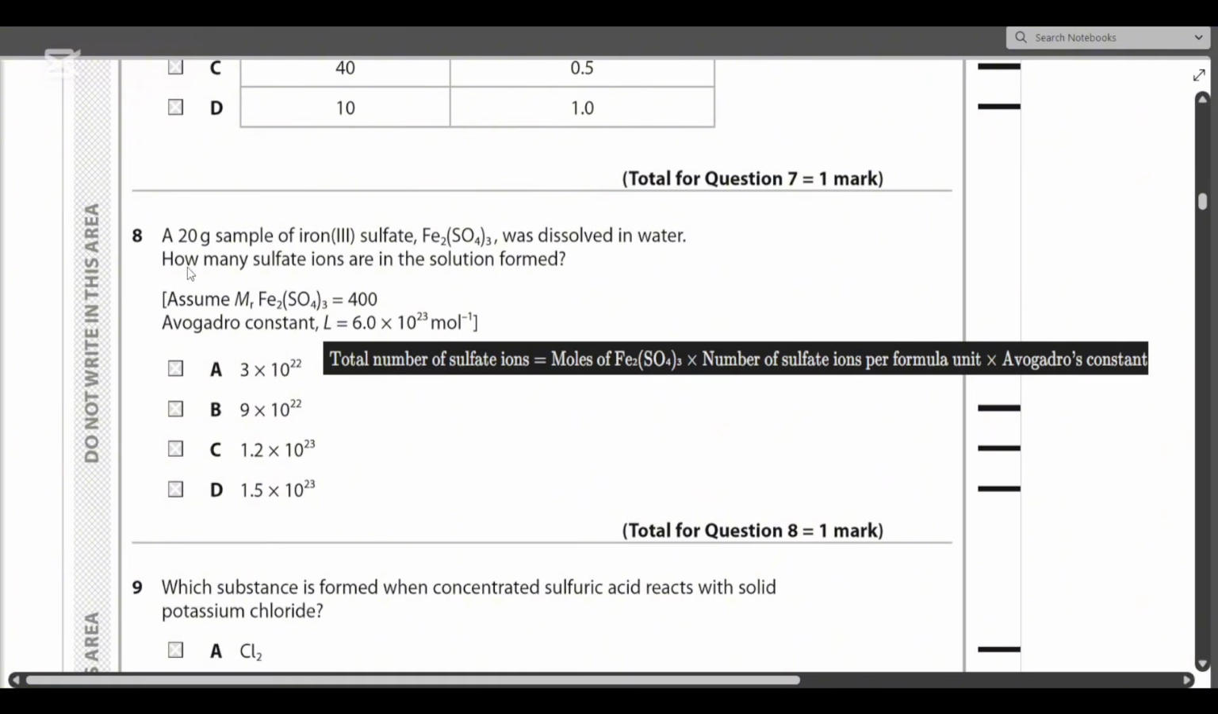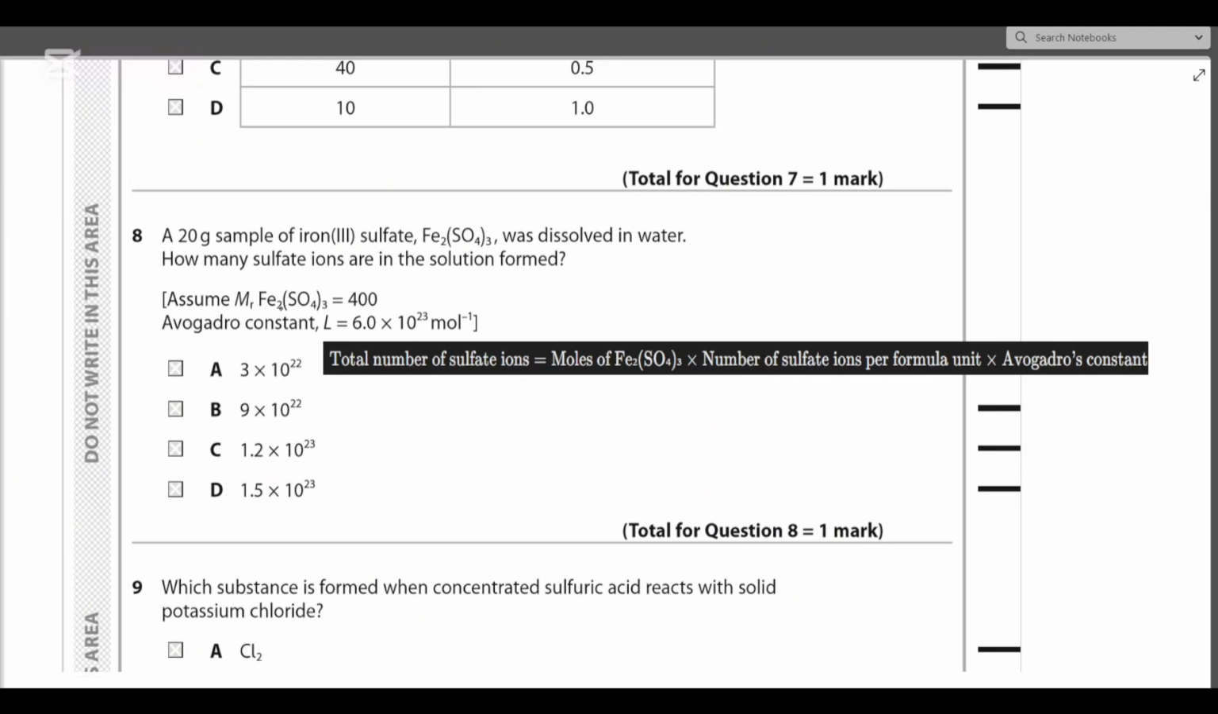Moving on, we have a 20-gram sample of iron(III) sulfate, which was dissolved in water. This told us how many sulfate ions are in the solution produced. Now, of course, you have the molar mass of Fe2(SO4)3 equal to 400. We can use this formula right here, where we find the total number of sulfate ions using the number of moles of Fe2(SO4)3 times the number of sulfate ions per formula unit. You can see there are three per formula unit, times the Avogadro constant, which is provided here.